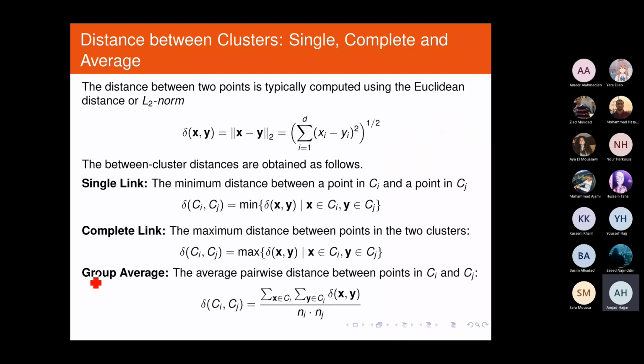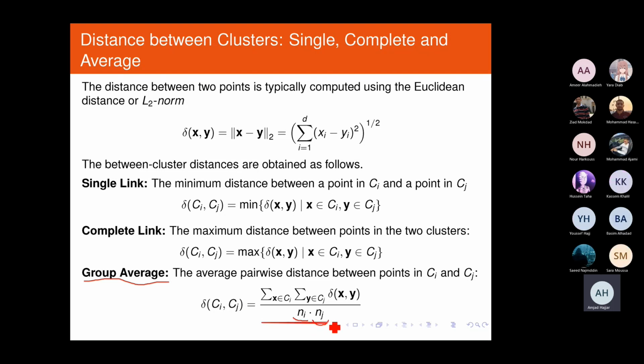A third possibility is the group average. In the group average, you calculate all the pairwise distances and you average them. How many pairs of points between cluster 1 and cluster 2 do we have? It is Ni times Nj, where Ni is the cardinality of cluster I and Nj is the cardinality of cluster J. For each pair you calculate its distance, and you average over all these possibilities. Of course, this approach is harder and much longer.